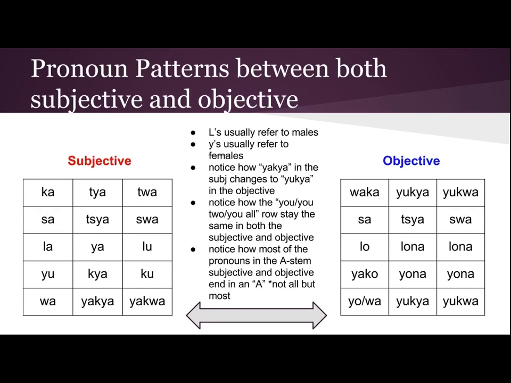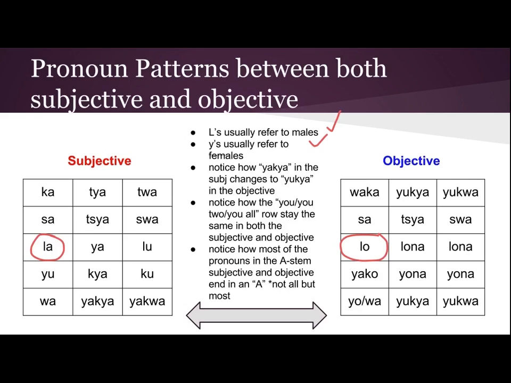Now let's talk about some patterns between both of them. So there's similarities and there's differences, and those are the patterns that I want you to use when you familiarize yourself with these pronouns for the subjective and the objective. So the first one, L's generally reference males. We know on the subjective side it is la versus lo on the objective. So the L's still apply because they're both saying him, but they are different. So that's important to know.